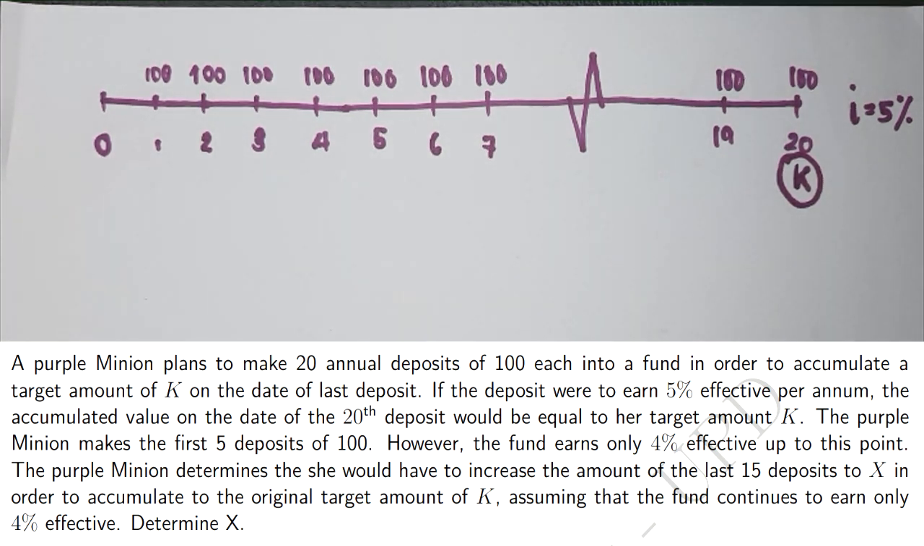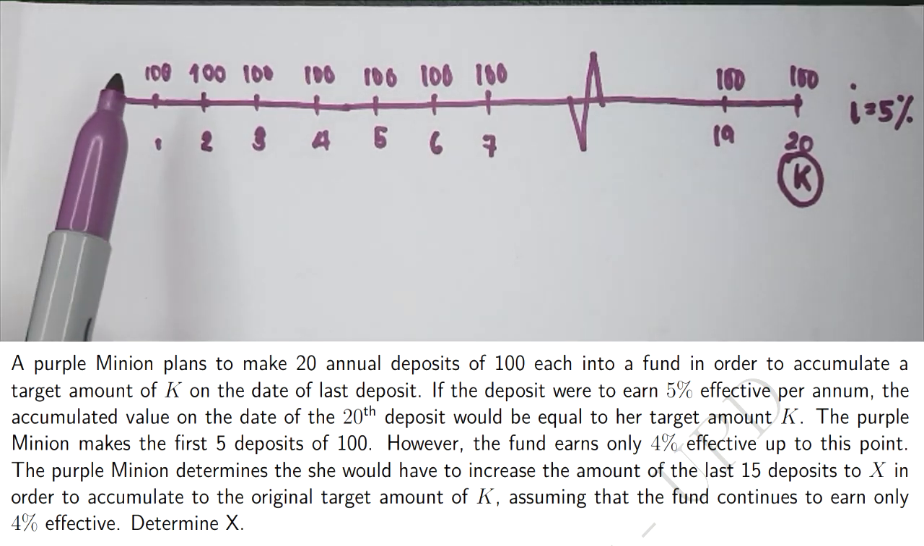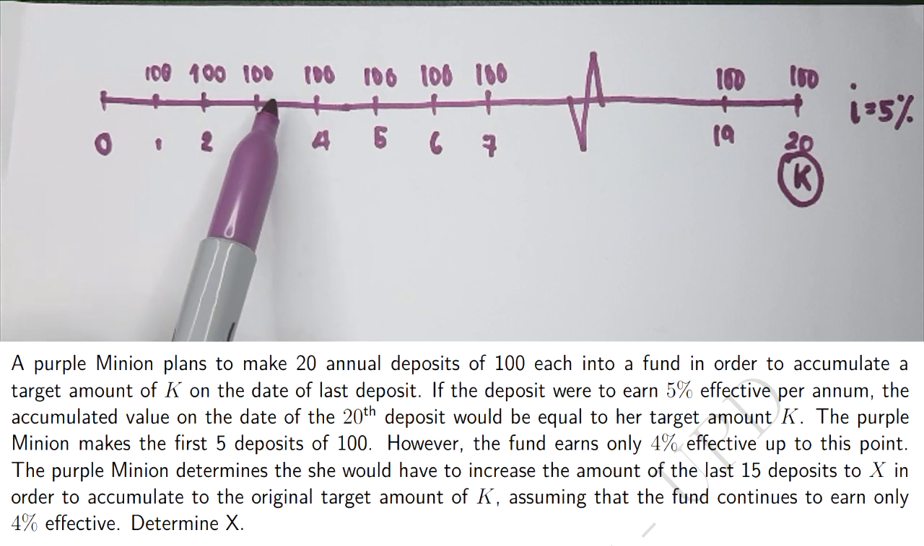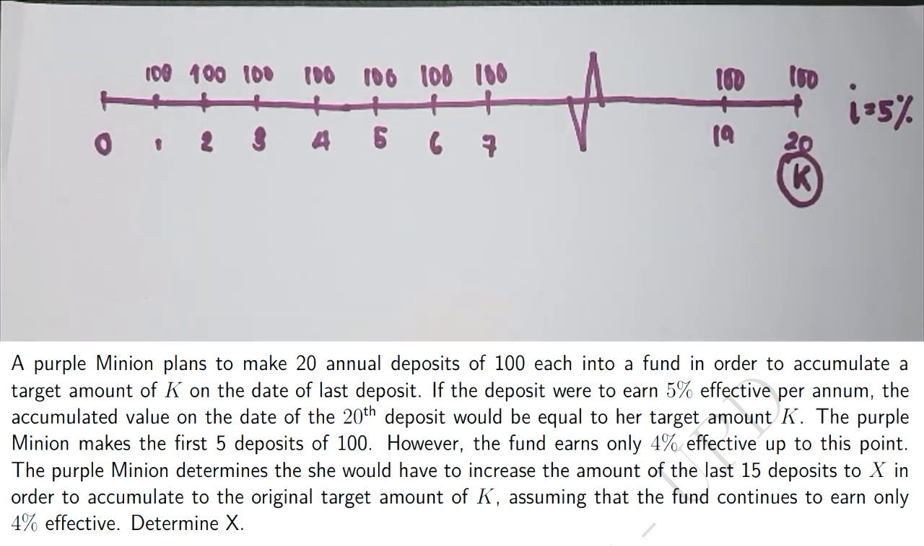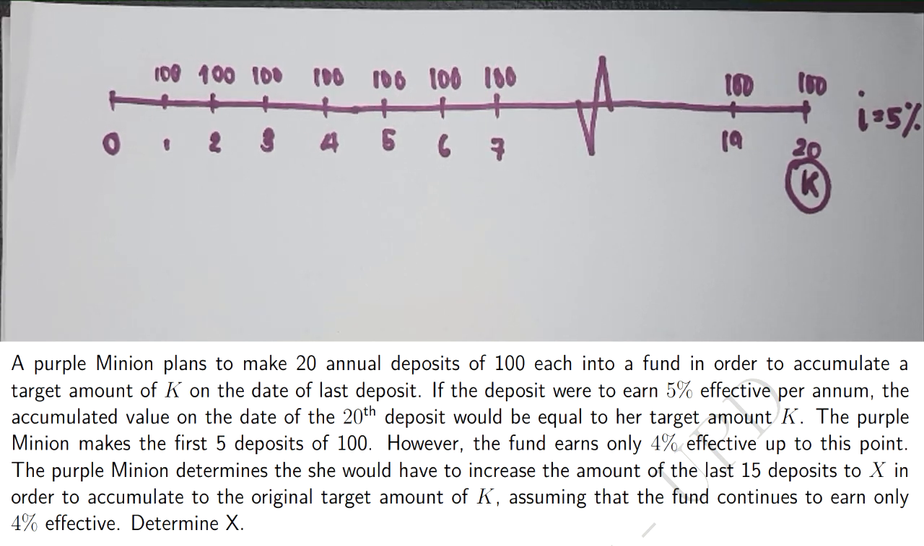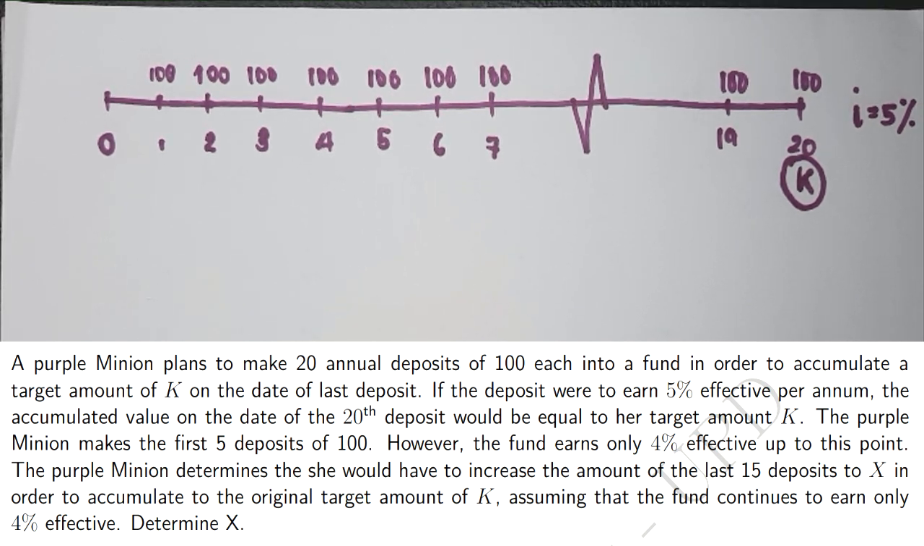Mag-accumulate sa K using i equals 5%. So, clearly, with this timeline, we can get the value of K, right? So, again, para siyang equation of value. Tingnan nyo. Naghuhulog si purple minion. So, ito yung mga perang lumalabas kay purple minion. And then, after ng mga perang lumabas sa kanya, ano naman yung papasok na pera sa kanya? Itong K. Yan yung makukuha niya. Okay, what is the best valuation date in this problem? T equals 20.